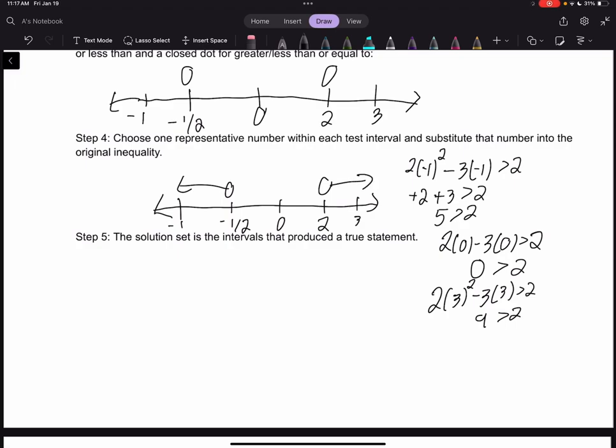Our final solution is going to be this in interval notation. So from negative infinity up to negative 1/2, but not including 1/2, so regular parenthesis, union with not including 2, so 2 with a regular parenthesis to infinity. There's our solution set.